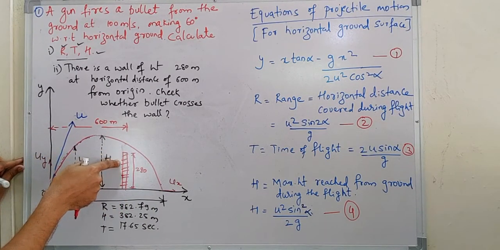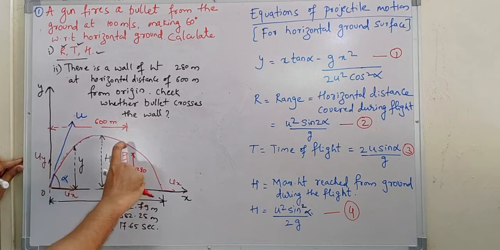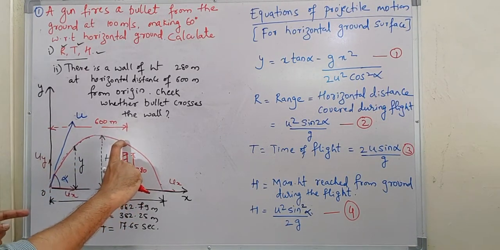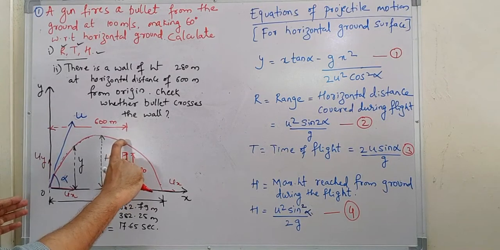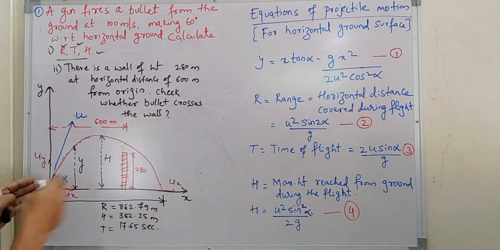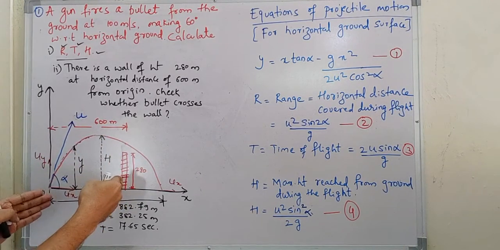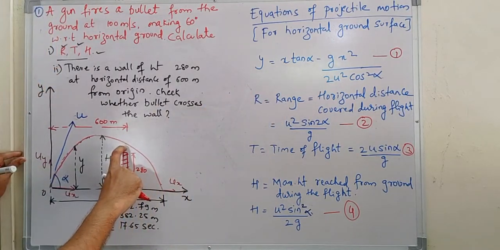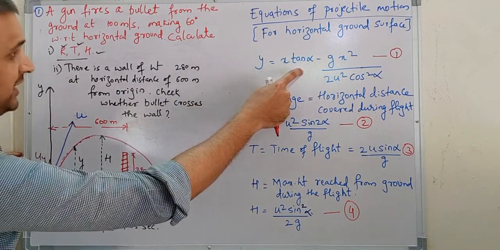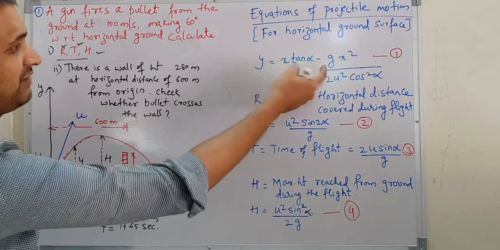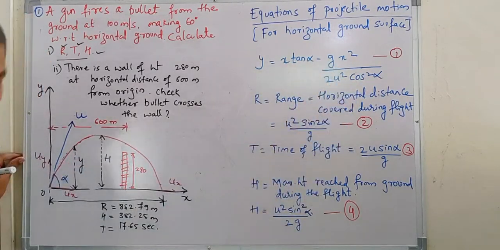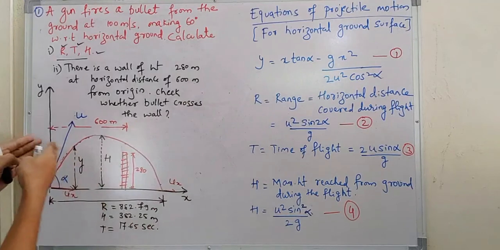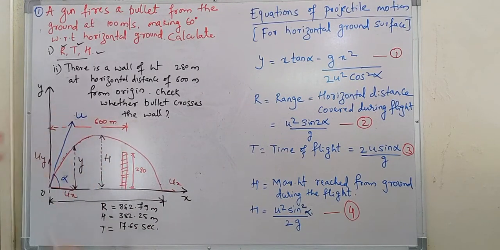So what you have to calculate is the y ordinate of the bullet at a distance of x equal to 600 from the origin. For that you have to use this expression to calculate the y ordinate. Now this expression says what? y equals x tan alpha minus g x square by 2 u square cos square alpha. Now what is x here? It is at a distance of 600 meter.